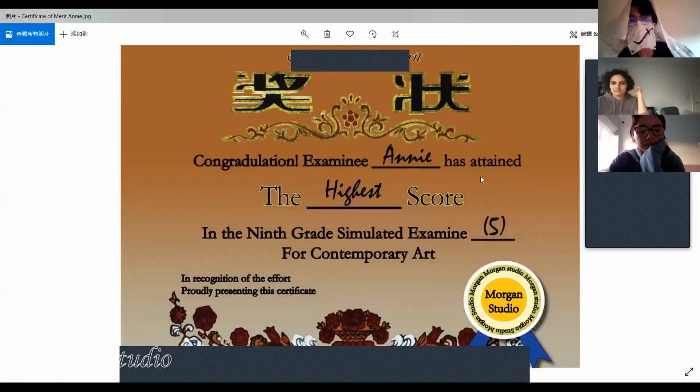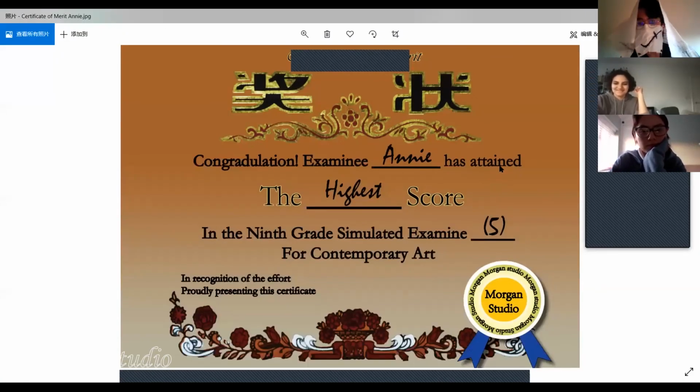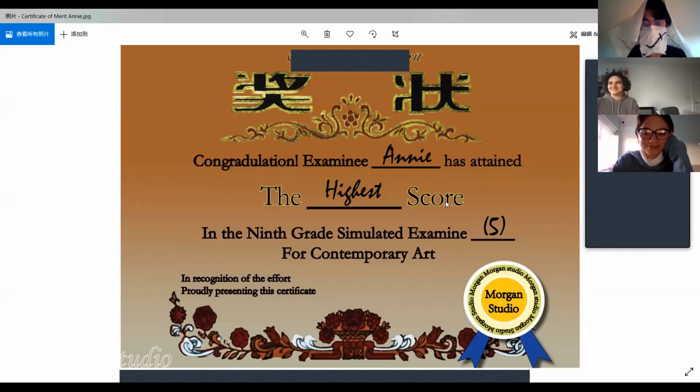Before we leave the examination room. Now, Ying, let me confer Annie a certificate of merit. Congratulations, Annie, who has attained the highest score at the ninth grade simulated exam 5 for contemporary art. In recognition of your effort, proudly presenting this certificate to you. Thank you. Now we can leave the examination room.